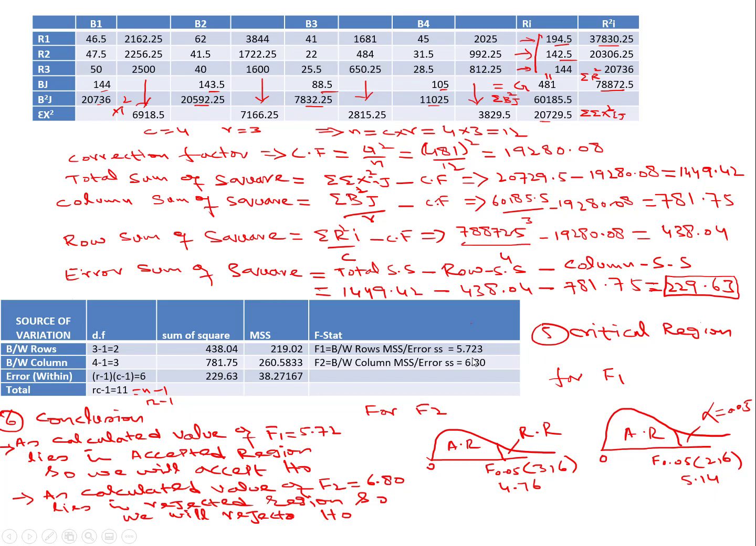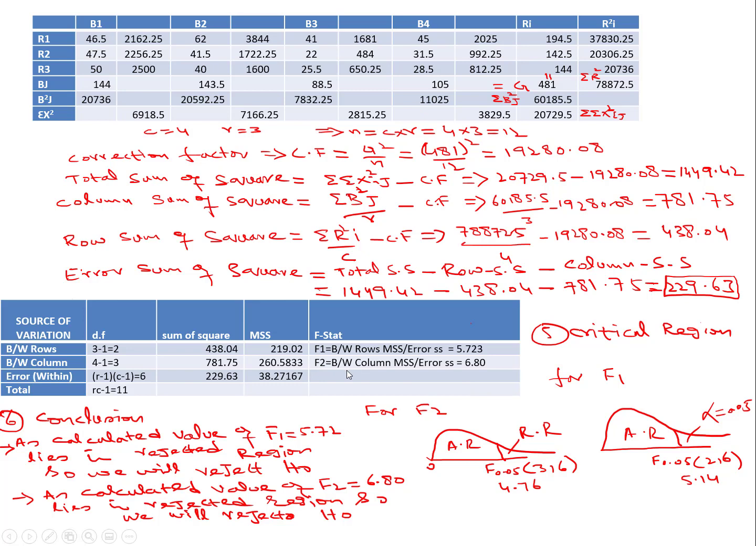Now we will check the calculated value of F1, which shows the rows comparison with the error. The F statistic value is 5.723. We have the tabulated value of F, which is 5.14, and this is the threshold boundary of the accepted region and this is the rejected region. So 5.72 lies in this rejected region. As the calculated value of F1, 5.72, lies in the rejected region, we will reject H0.